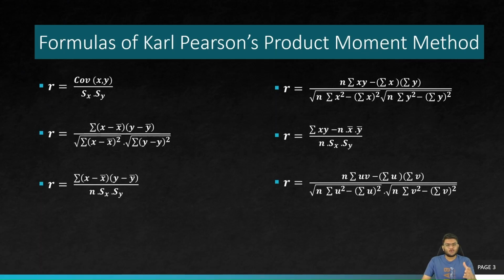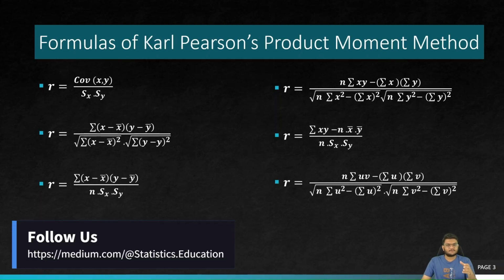The Karl Pearson's correlation coefficient is represented by small r. Now here you can see six formulas and each of them is used to obtain Karl Pearson's correlation. Now I want you to write down all these six formulas in one page. So when you are solving the sum, you can always refer to that page and identify which formula to use.